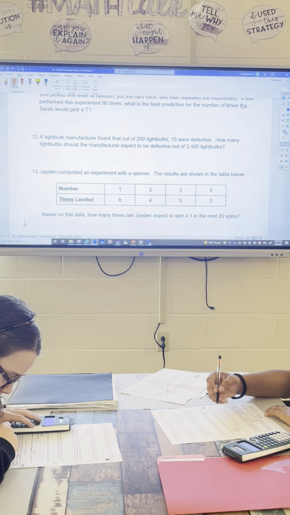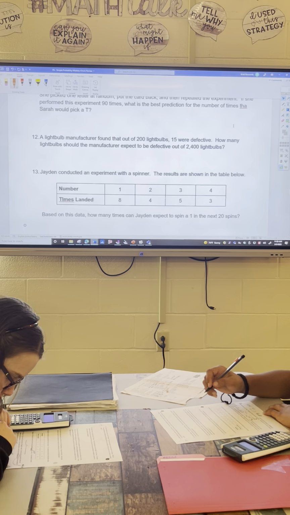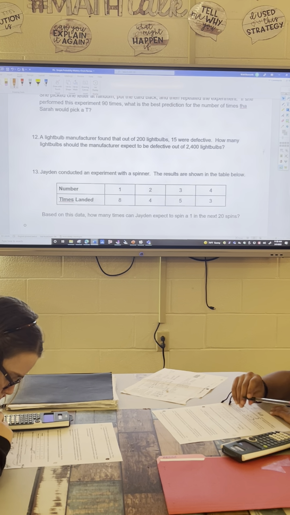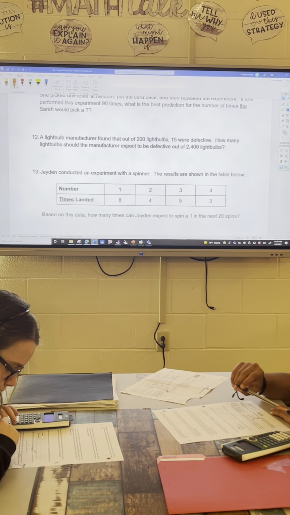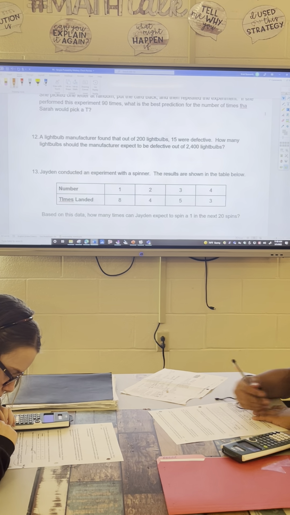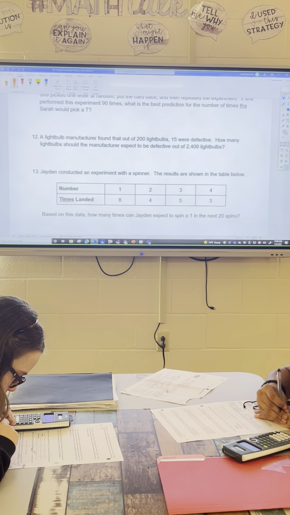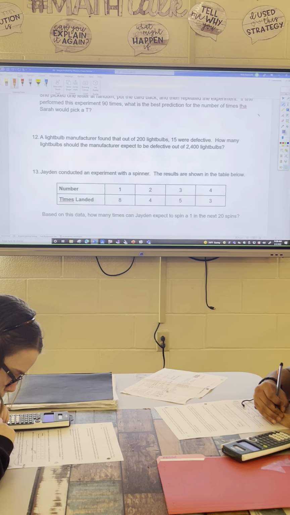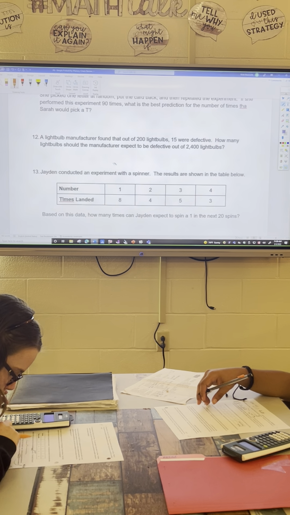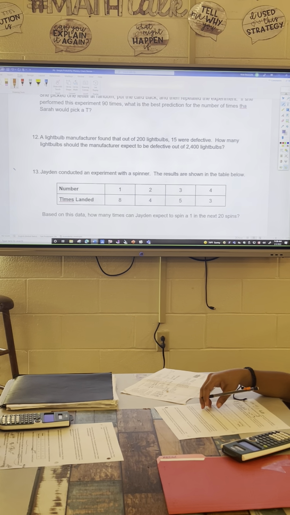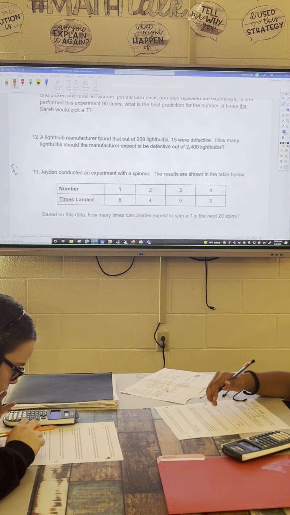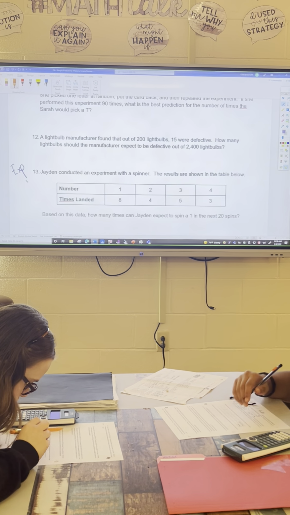All right, 13. Jaden conducted an experiment with a spinner. All right, what's it telling me? He conducted an experiment. So automatically, I know I'm dealing with what? Experimental probability. I am dealing with experimental probability.